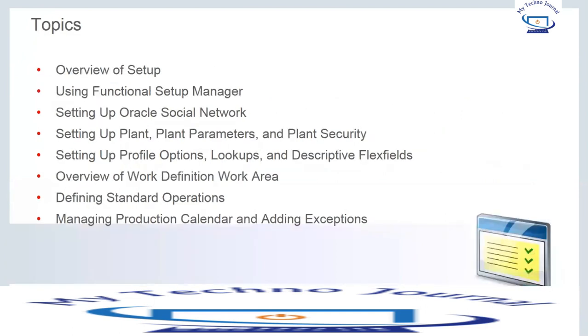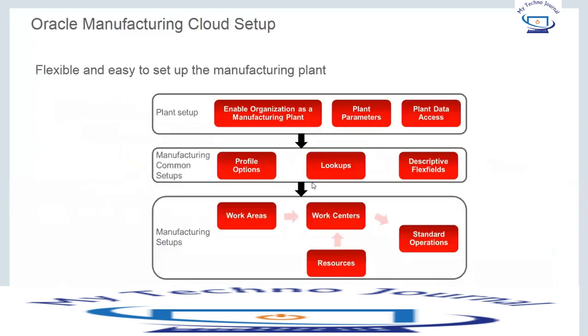So these are the topics: the overview of setup, the FSM, enabling the OSN, enabling a particular organization into a plant, defining the plant parameters, plant security, and all these steps we are going to talk about one after another. So first and foremost, you have to enable an organization as a plant. Next, define the plant parameters, give the access.